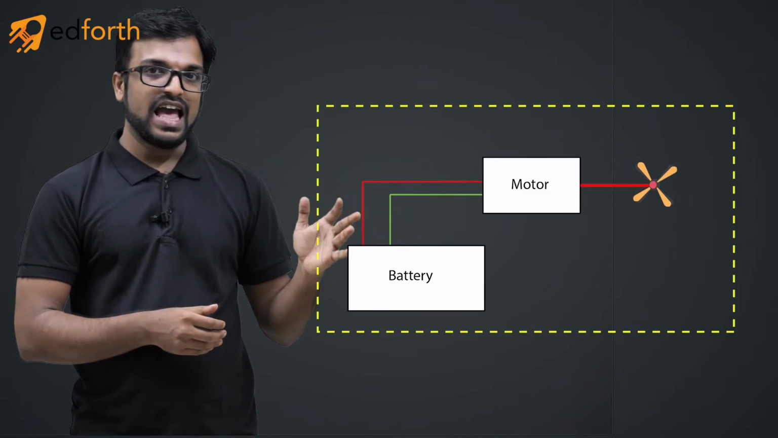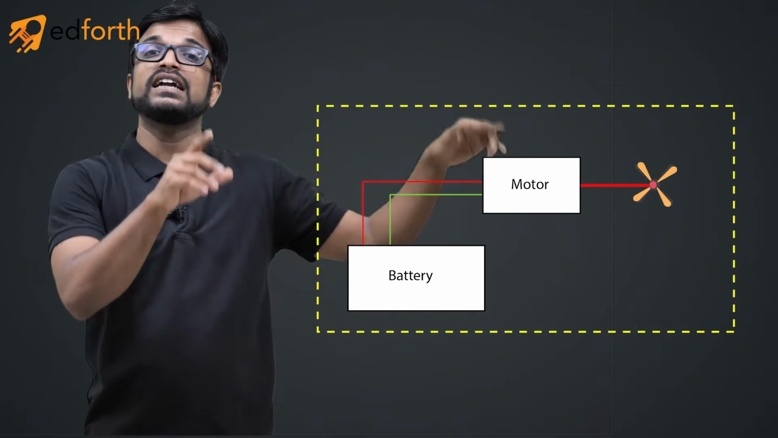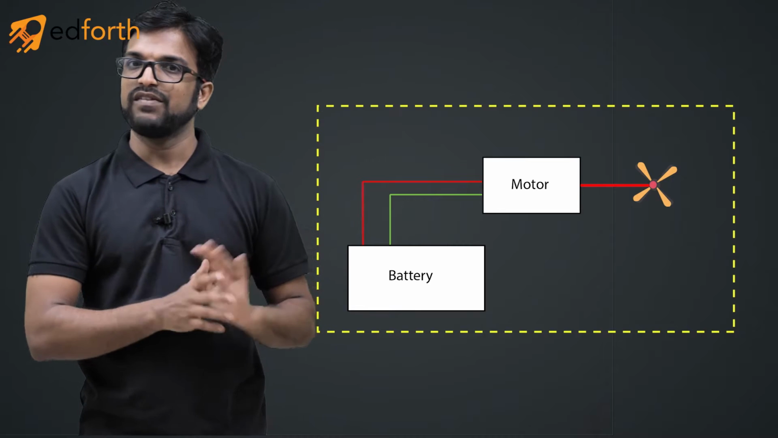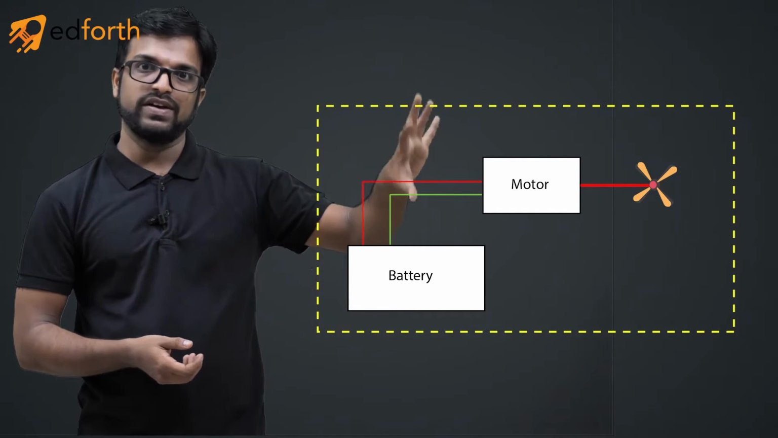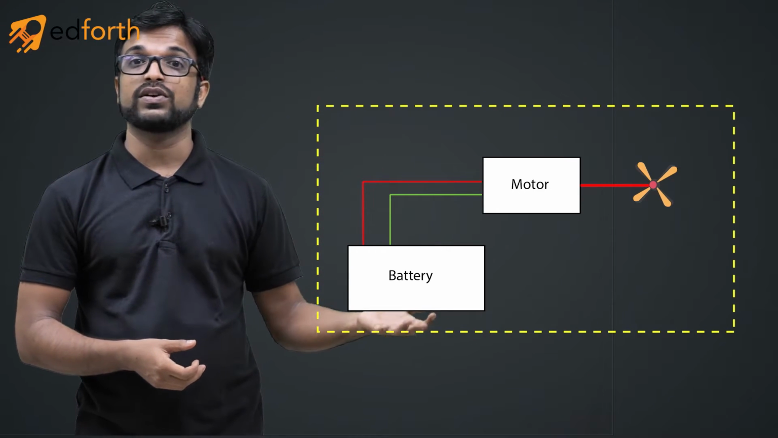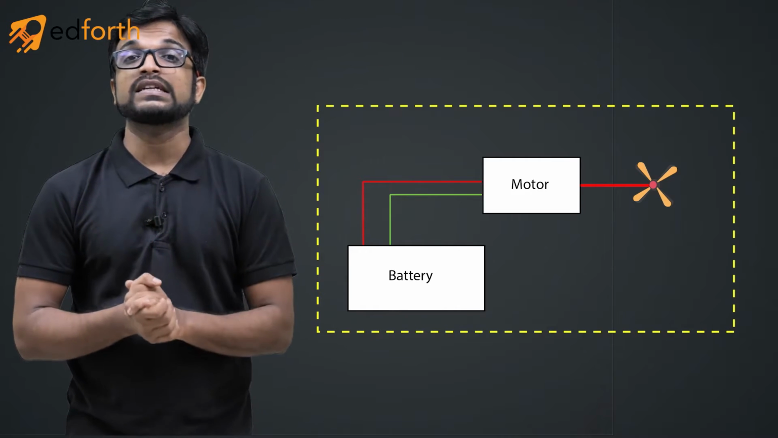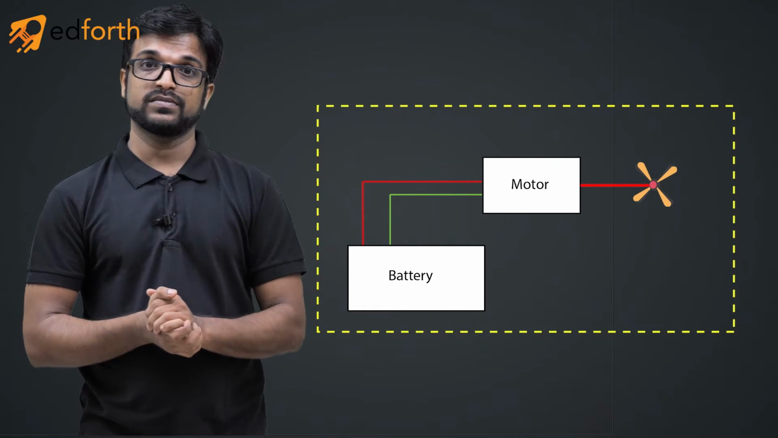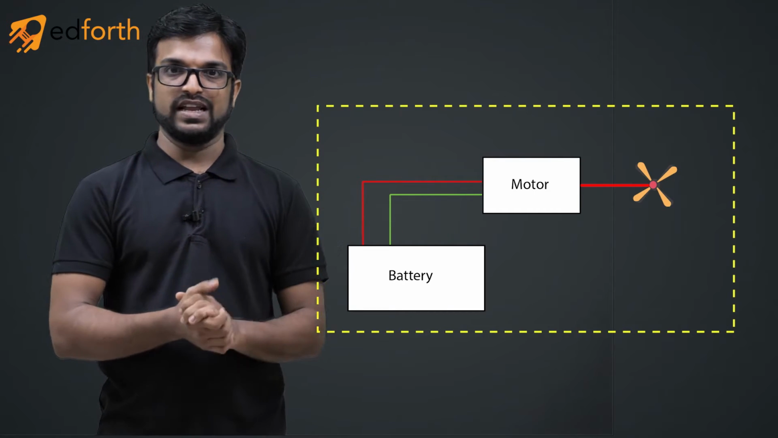Let's take the same example but with a slight change. In this case, I have the motor, battery as well as the fan, everything inside my boundary. Now you know that when it is switched on, the fan will rotate, and I can equate the effect to lifting of weight also. Now my question is, is there any work transfer or not? In this case, there is no work transfer.